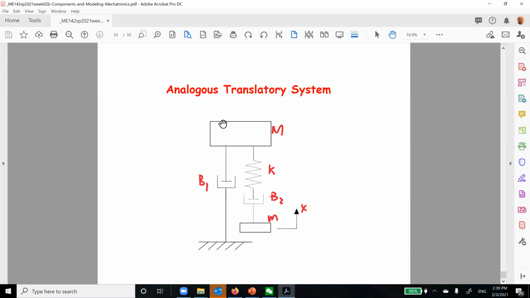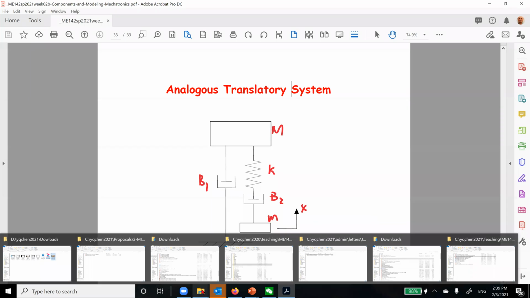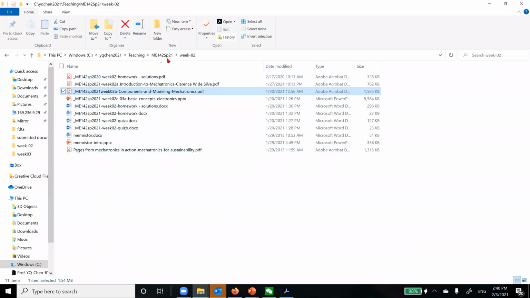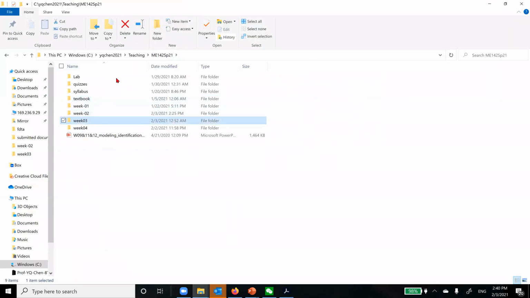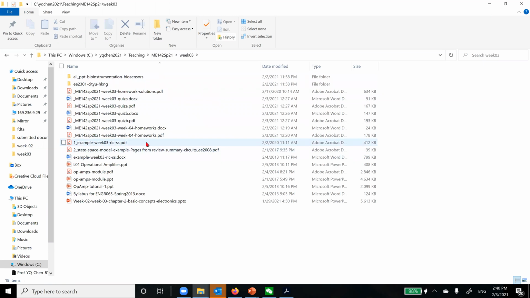The first one is a relatively simple one. And the second one is a little bit harder. So let me do this week 3 here. So I have an example.